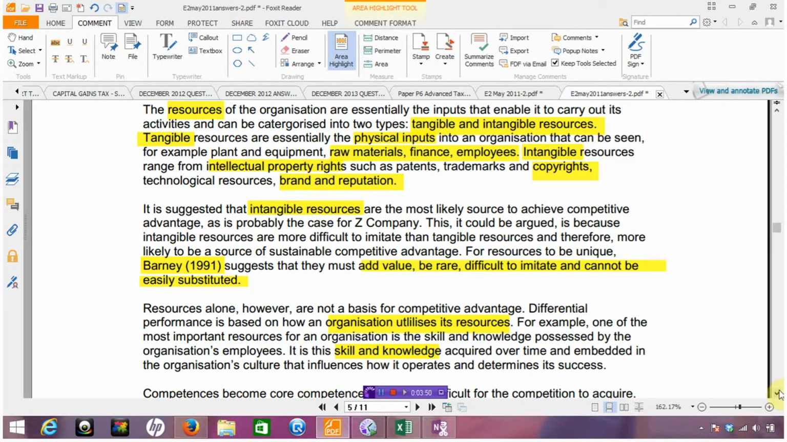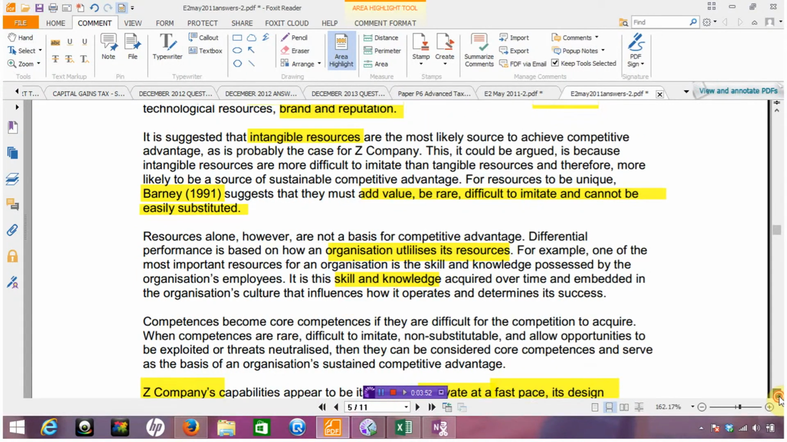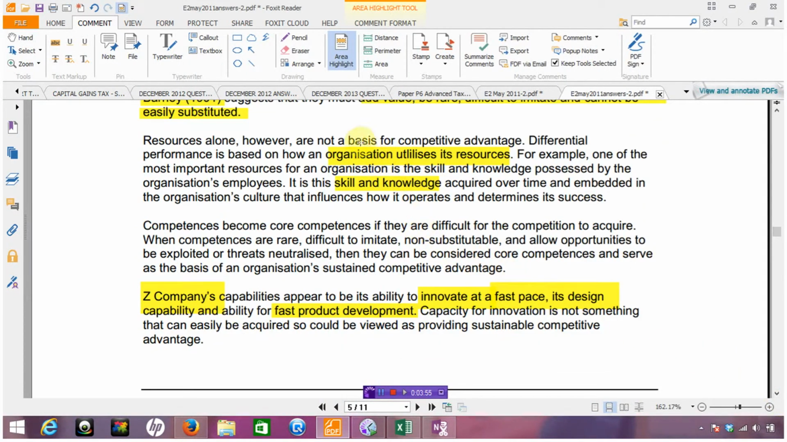For the balance of the question, it's just a bit of a reiteration of what we said above. This differential performance is certainly based on the utilization of resources and the utilization of skills and competences. Those are the key areas. It's not simply good enough to have plenty of finance or employees. It's really how those things are employed, and bringing in the intangible elements.